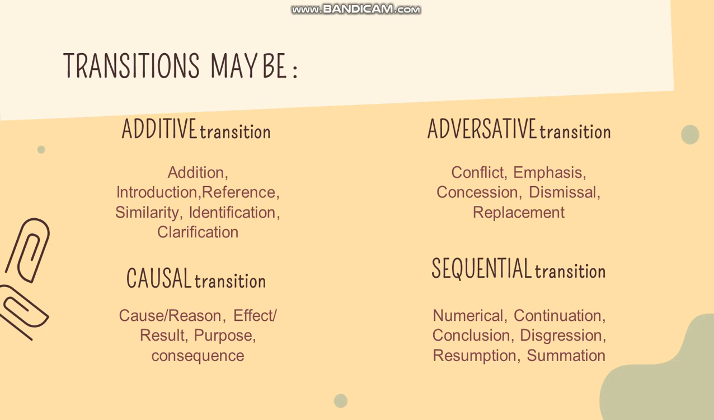Sequential transition: numerical, to begin with, in the first place, second, and so on, etc. Continuation: before, afterwards, previously. Conclusion: in the end. Digression: to change the topic. Resumption: anyway, to get back to the point. Summation: in summary, to sum up, and overall.